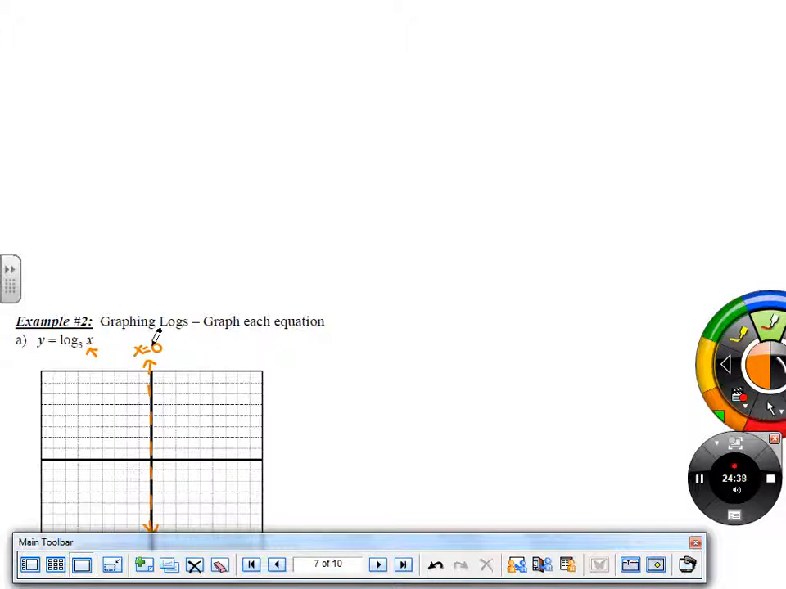And then to get some points for this graph, I'm going to pick things that are easy to calculate. So first thing that's easy to calculate is to plug in 1, because we just said log base anything of 1 is going to equal 0. So there's the point 1, 0 on this graph.